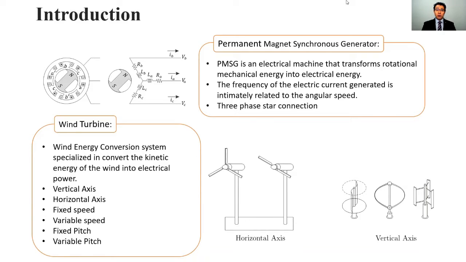As we are going to talk about wind turbine applications, let's define a wind turbine as a wind energy conversion system specialized in transforming the kinetic energy of the wind into electrical power. Among multiple wind turbine designs and configurations where a PMSG can advantageously be applied, we focus on those wind turbines with a horizontal axis, variable speed, and variable pitch.